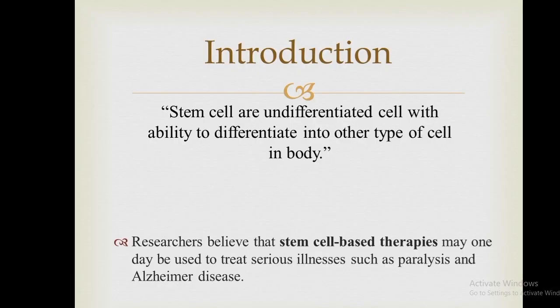Before starting this video, we need to understand what a stem cell is. In simple definition, stem cells are undifferentiated cells which have the ability to differentiate into other types of cells in the body. These cells are present in undifferentiated form, and they can be differentiated into any type of body cells like nerve cells, muscle cells, so that if any damage is happening in our body, it can be taken up by these stem cells or regeneration can happen.